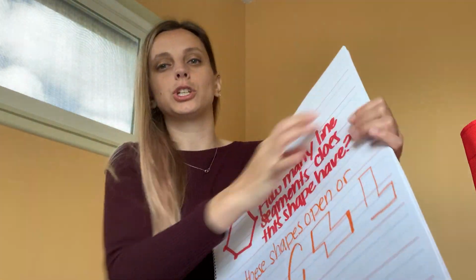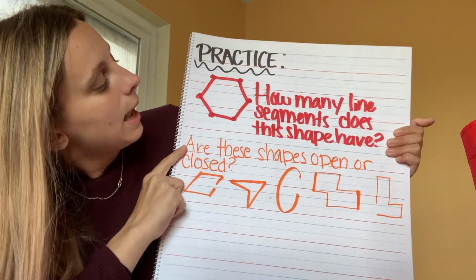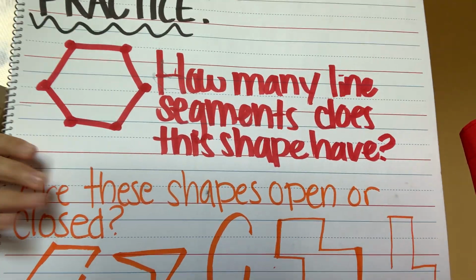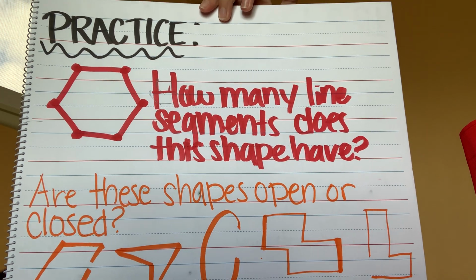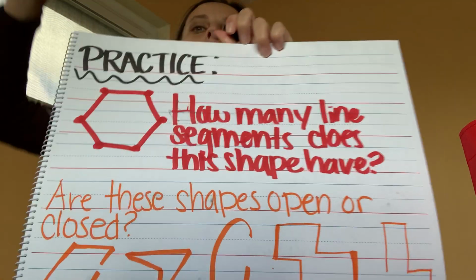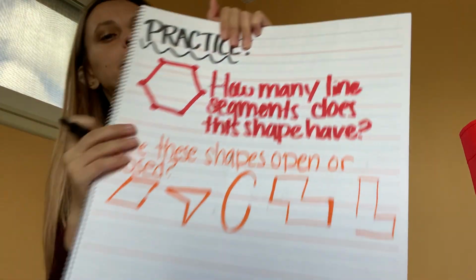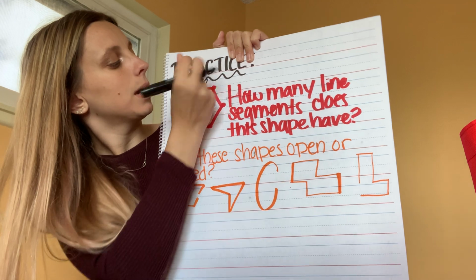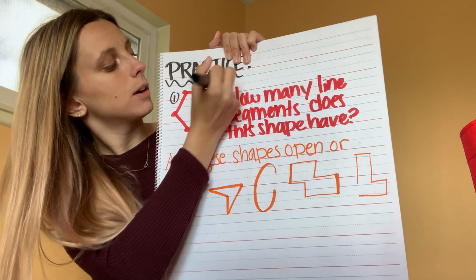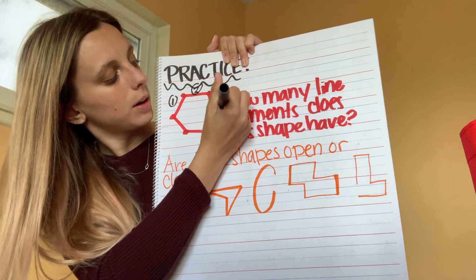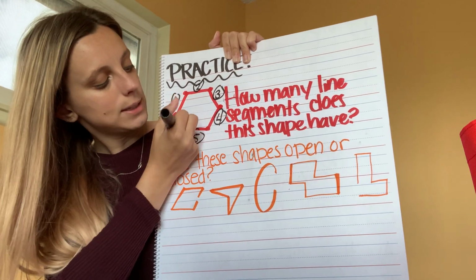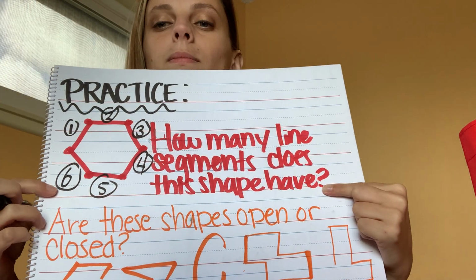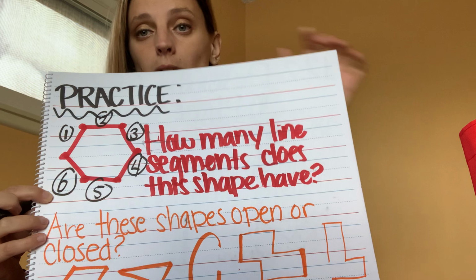So our first practice question that you might see asks, how many line segments does this shape have? So go ahead and take a moment and pause your video and work through it. All right, I'm going to start counting. I see 1 segment here. I see a 2nd segment here. I see a 3rd here, a 4th here, a 5th here, and a 6th here. So that has 6 line segments, and that makes it a hexagon.